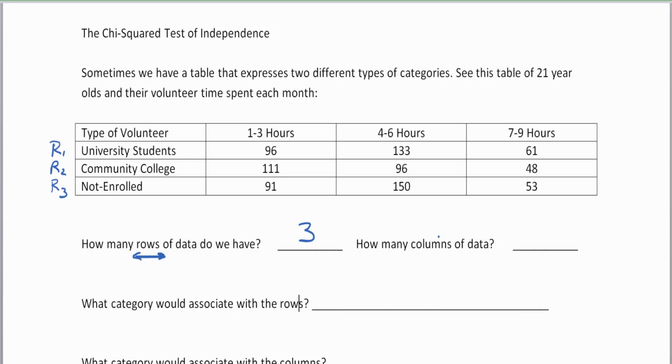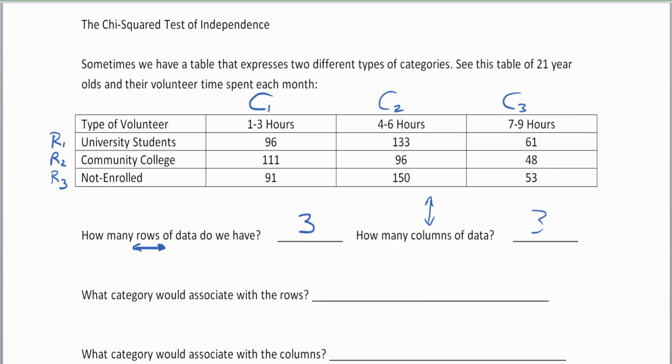How many columns of data? A column is vertical. You see we have 1, 2, 3, 4 columns in total, but I consider these 3 columns here as columns of data. Again, columns of data are columns that have numbers in them that we have measured.